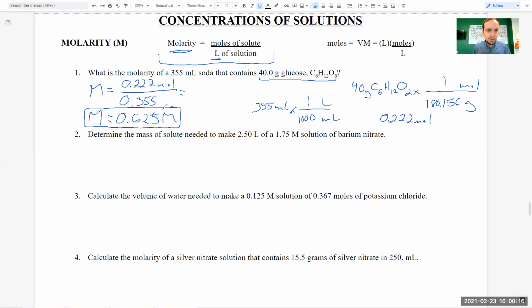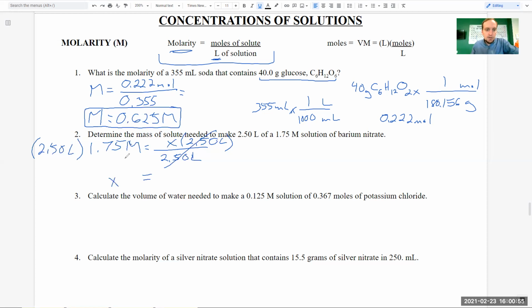All right, number 2, determine the mass of a solute needed to make 2.5 liters of a 1.75 molar solution of barium nitrate. Okay, so we have our molarity, which is 1.75 molar, equals some number of moles, x, divided by 2.5 liters. So of course what we're going to do algebraically is multiply this side by 2.50 liters. Do the same thing over here. I'm just showing you guys the long way. And those of you who know algebra, you know what I'm doing. That's going to cancel that out.